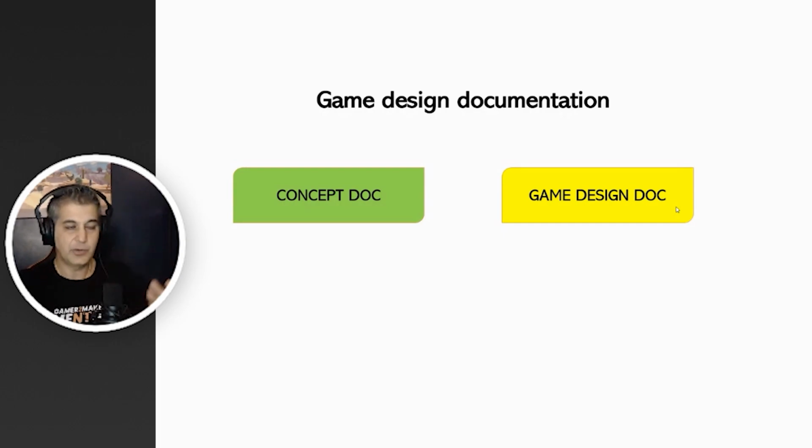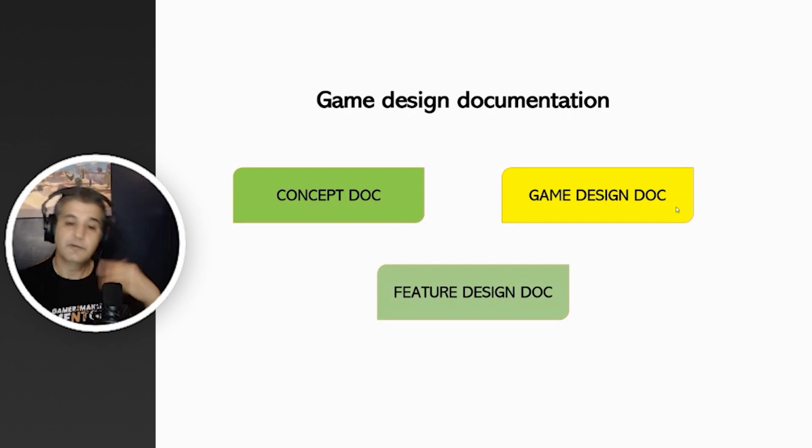And again, in G2M, we make a concept document. From the concept document, we start making the game design document. Then you can also have something called a feature design doc.